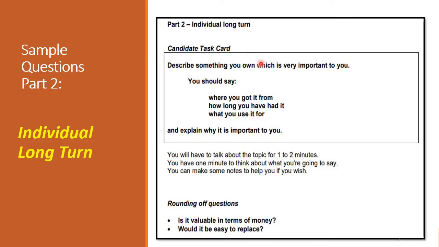So here is a sample question for your part 2, which is individual long term, and this also comes from one of the past papers. All right, so candidate task card. So this is a kind of card that you would get. Describe something you own which is very important to you. You say where you got it from, how long you have had it, and what you use it for, and explain why it is important for you. So that is the topic. Yeah, for example, it could be about your laptop, it could be about your mobile phone.